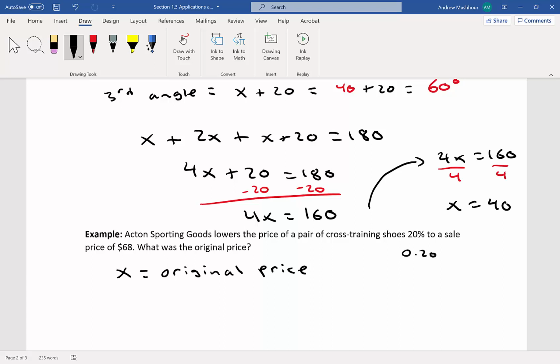So now we have the original price, so we can set up our equation. We have x, and now since we're getting a discount, we're going to have minus, and then 20% off the original price, so this would be 0.20x. This has to be equal to the sale price of 68.